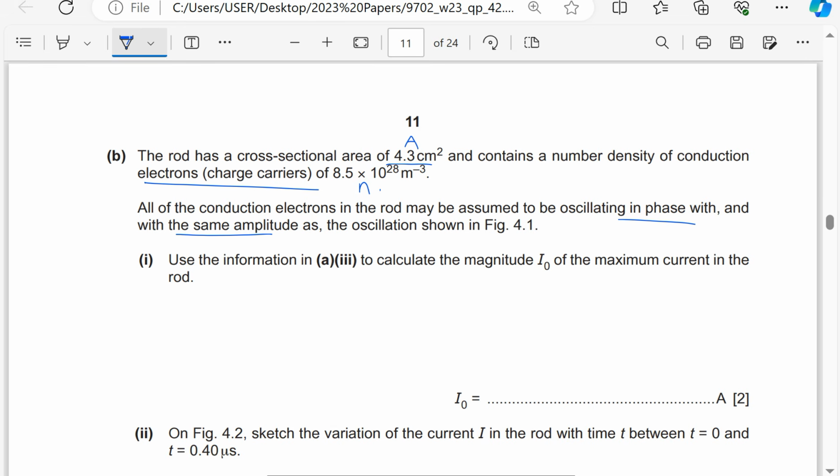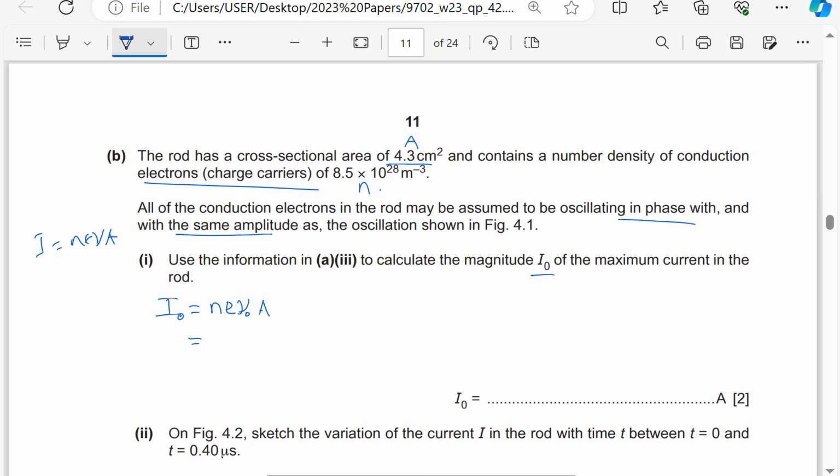Use the information in part 3 to calculate the magnitude I naught of the maximum current. So since we have small n, we have cross-sectional area, we have the speed, so we shall use I equals nAvq, that is from AS. So maximum current I naught is going to be n times the charge of the electrons times the maximum speed V naught times the cross-sectional area S.